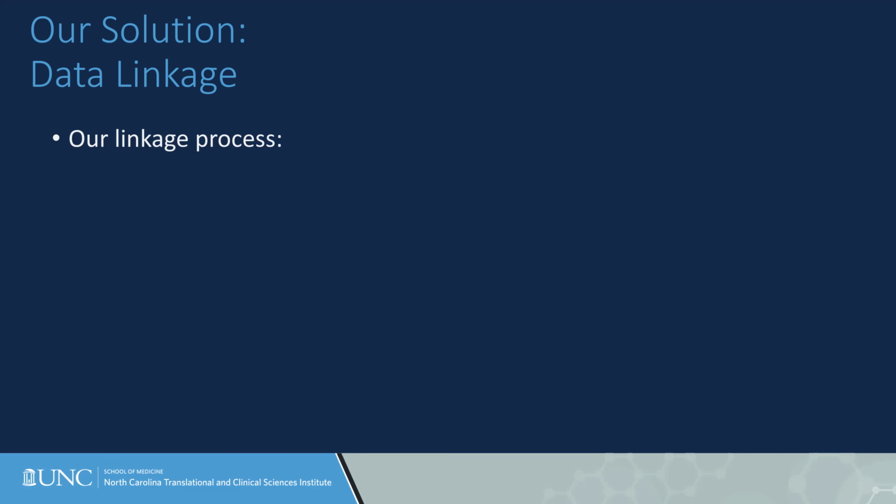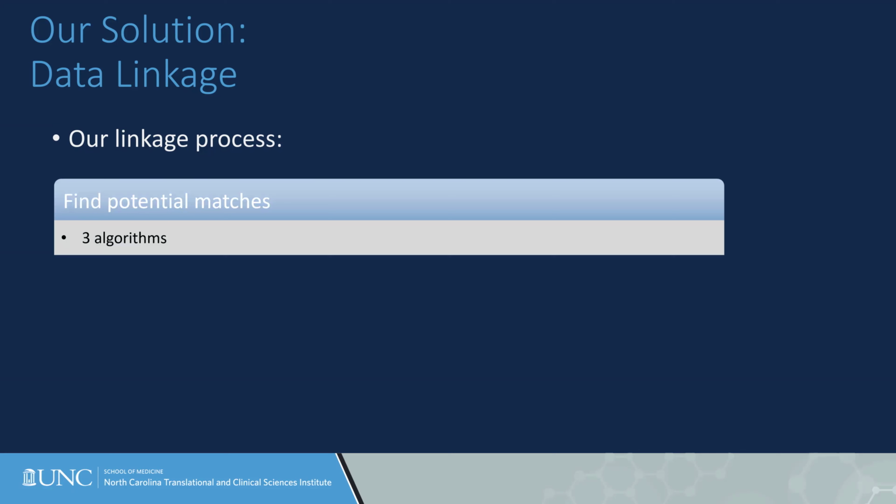So this is how we do that. This is our linkage approach that I will be walking you through here, and I'm going to break down each of these steps in a little more detail in the next slides. In the first step of our process, we find a big pool of all the potential matches that we're going to examine. We do that using three different linkage algorithms that I'll talk about. We take the results of all of those, pull them together, and then we have all of these potential matches that we can consider.